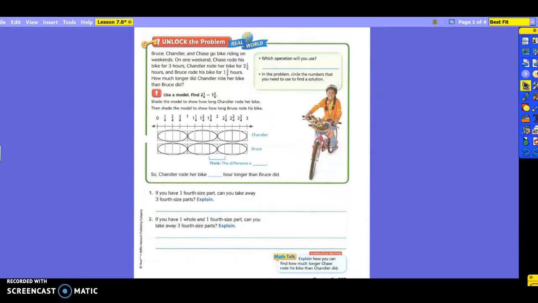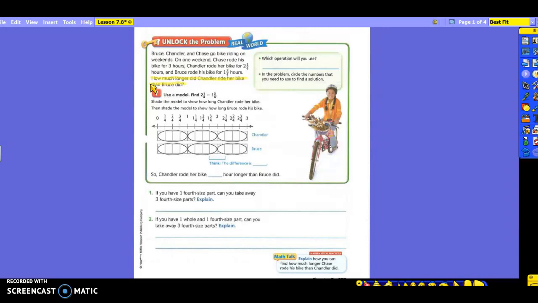Now, they gave you a lot of information in here, correct? So let's go ahead and highlight the question. Read it with me. How much longer did Chandler ride her bike than Bruce did? Go ahead and highlight it. So who are we worrying about in this problem? Kennedy? Okay, so Chandler and Bruce are the two people.